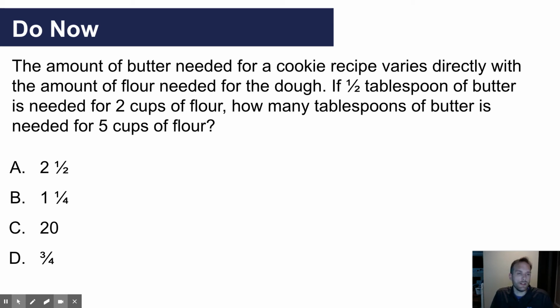So I'll read the question for you and then you're gonna answer it after. The amount of butter needed for a cookie recipe varies directly with the amount of flour needed for the dough. If half a tablespoon of butter is needed for 2 cups of flour, how many tablespoons of butter is needed for 5 cups of flour? So go ahead and read the question yourself, solve the problem, and then come back here. Give yourself about 5 minutes and then I'll give you the answer and discuss with your teacher how you got your answer. All right, so pause the video right now.